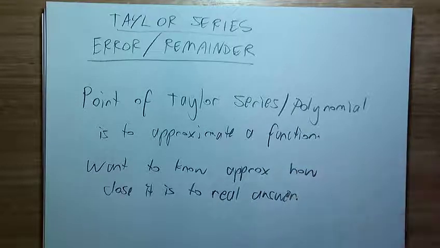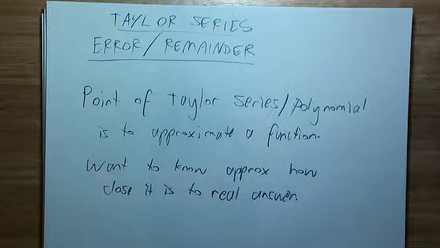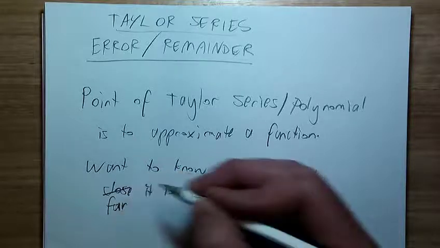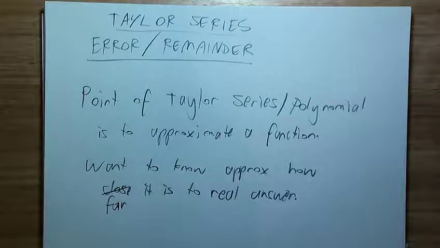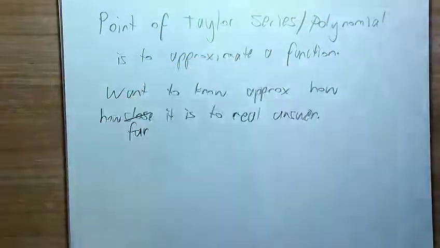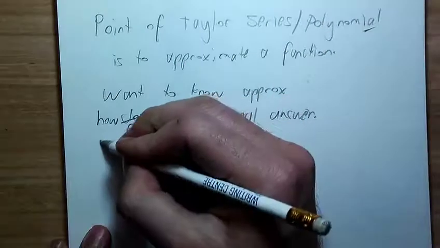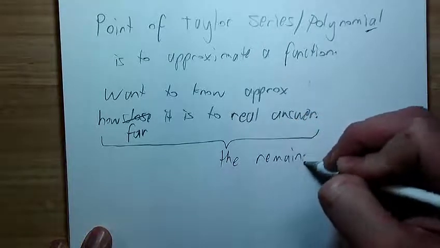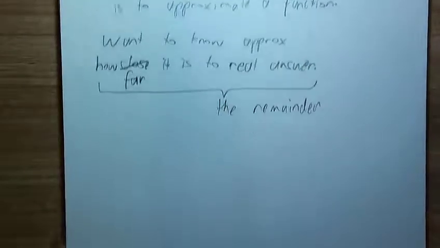To the real answer. And in fact, what we really want to know is how bad is it? We want to know how bad could our approximation actually be, how far from the real answer it is. So we don't really want to know how close, we want to know how far it is. Okay? And that, how far it is from the real answer, is the remainder. There you go.